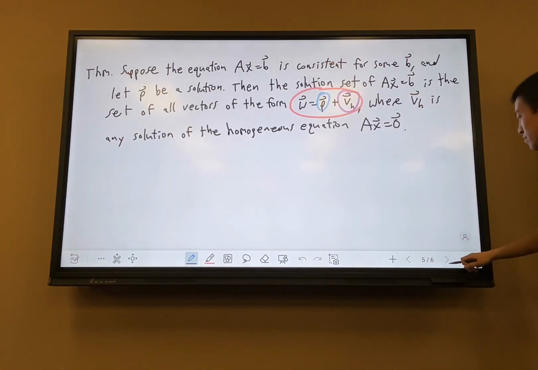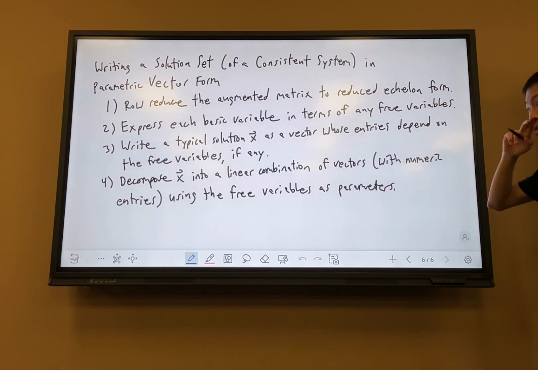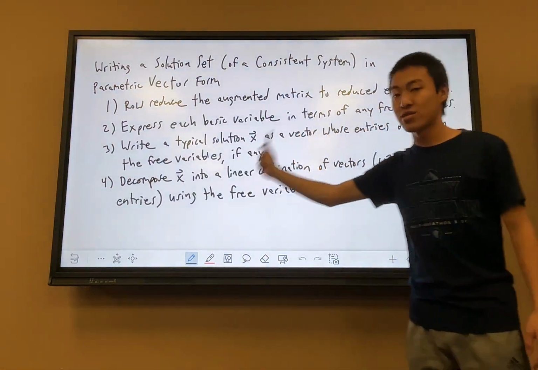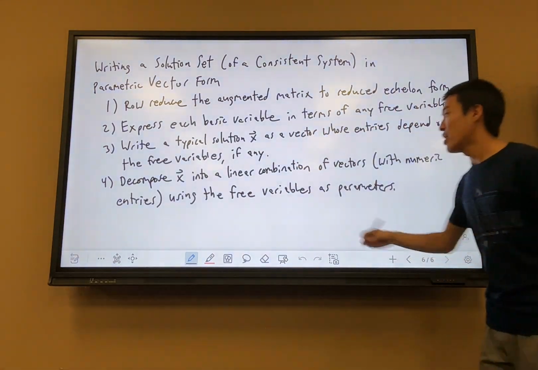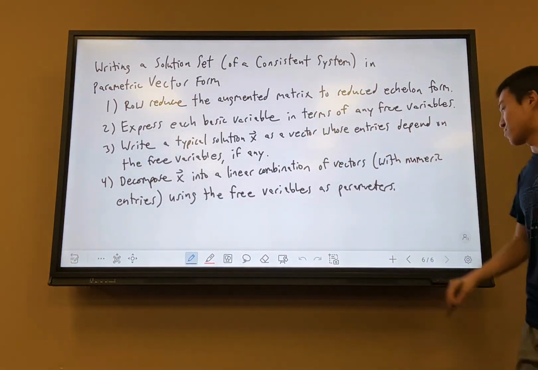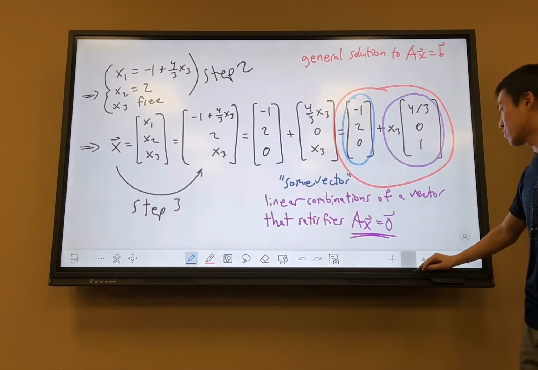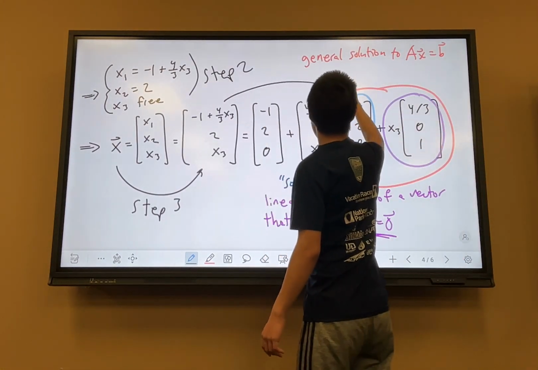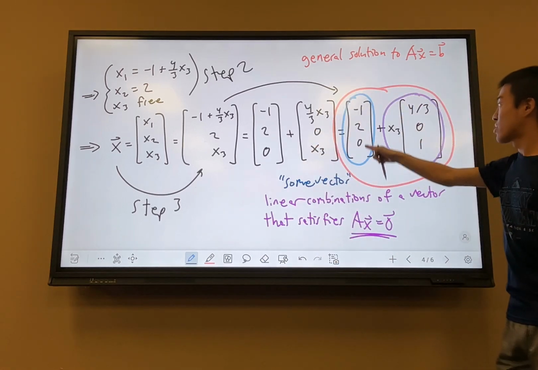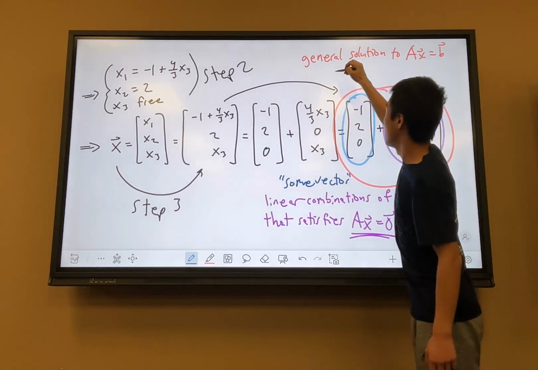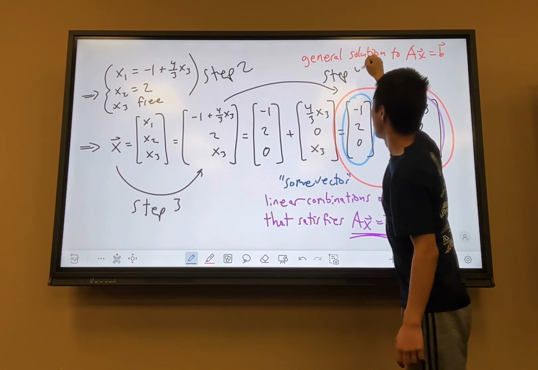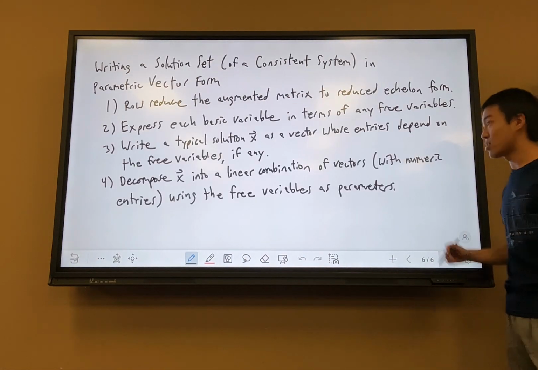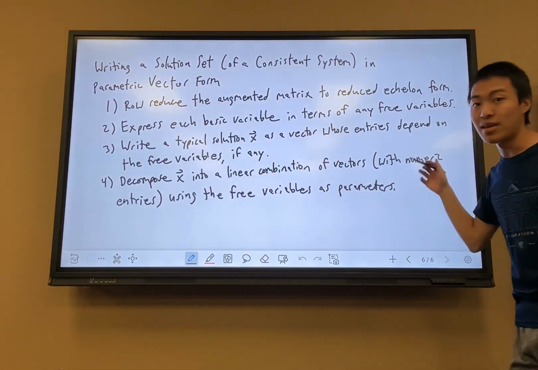Okay? And then step 4, of course, is decomposing that x into a linear combination of vectors. We need the vectors to have numeric entries without variables in them. And then the free variable pops out as a parameter. We factor it out. So that step, going from this to pulling out this and then factoring this out in a linear combination, that's the final step 4. So you know what all of these things are. This is just summarizing in words what you already know how to do mechanically.